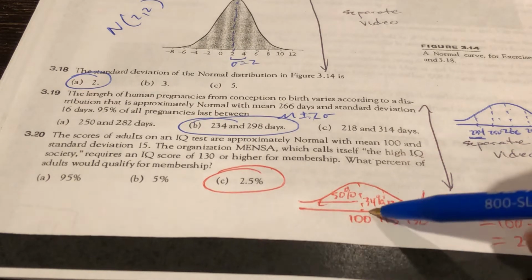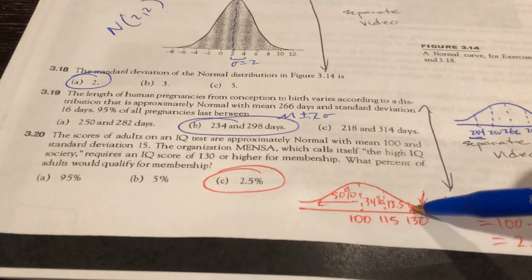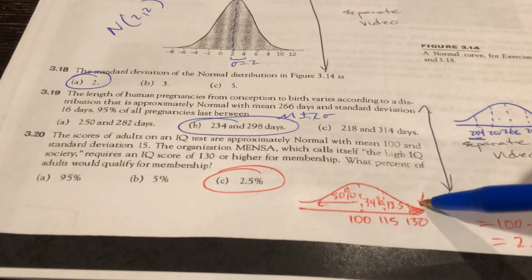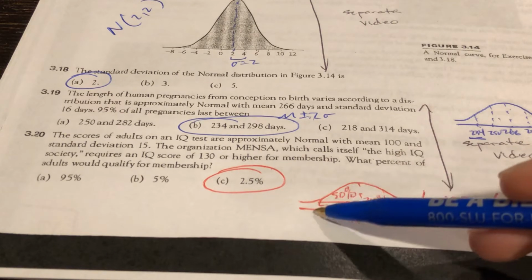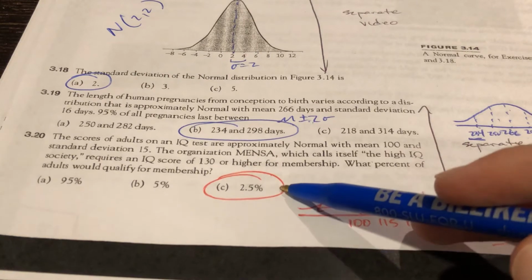So 130 would be 2 standard deviations to the right. Well, 2 different ways we can do this. We know that outside of 2 standard deviations is 5% total. 2.5% as a low outlier, 2.5% as a high outlier. So that's how we can get 2.5%.